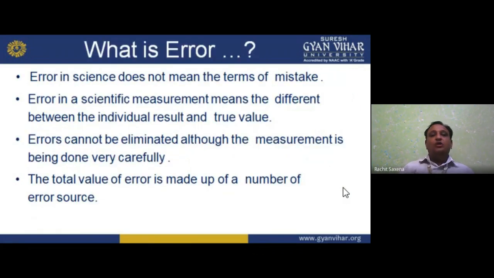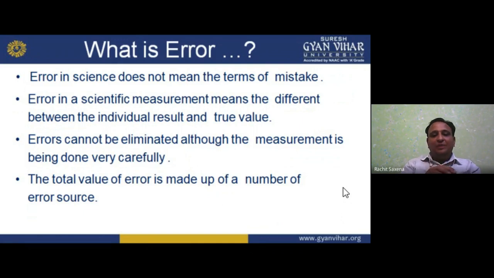Now, what is error? Error in science does not mean the term mistake. For example, if I am talking about human beings, I am making a mistake, but in science we say it is an error. Error in a scientific measurement means the difference between the individual result and the true value. So the true value is 5, but the result I am getting is 4.8. So the difference between 4.8 and the true value is the error.